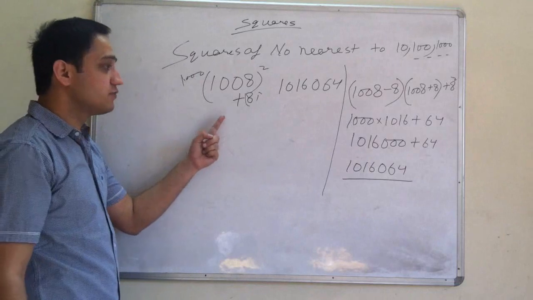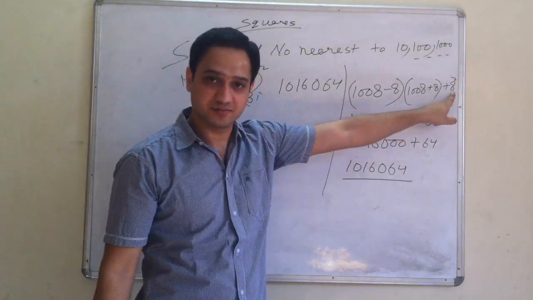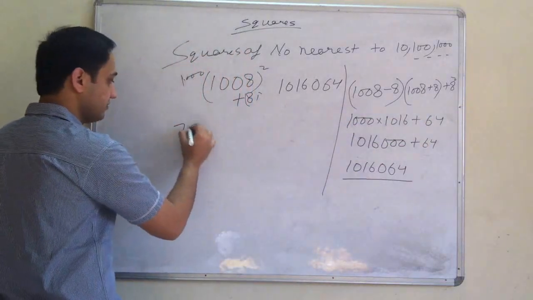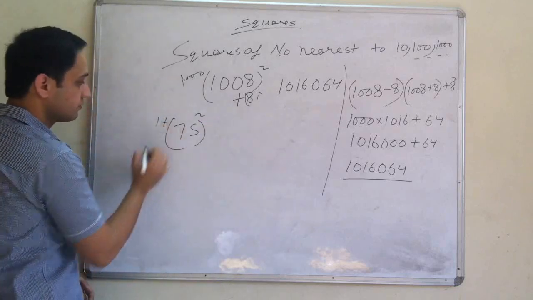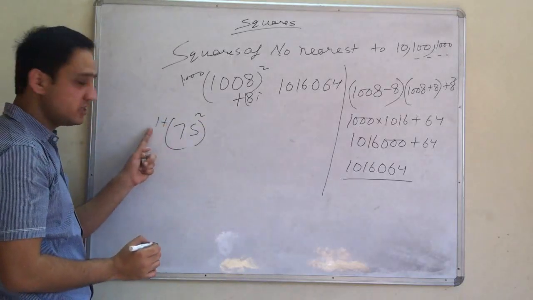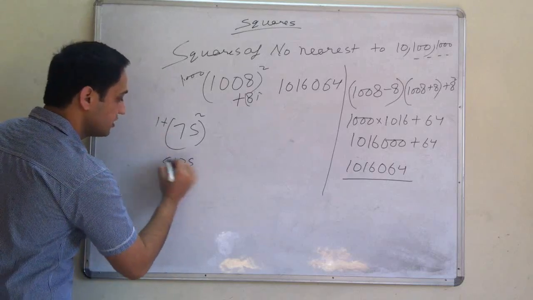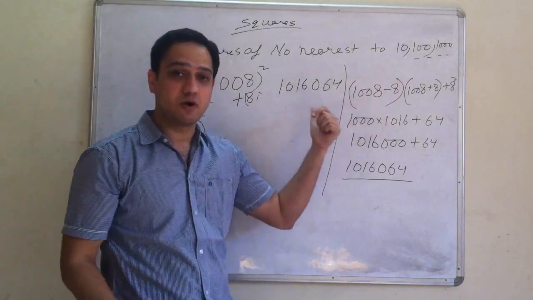You can apply this formula as long as you remember the squares. Let's suppose we have to do a square of 75. One way is you can quickly add plus 1. 7 plus 1 is 8. 8 sevens are 56, 25. This is your answer. You can also apply this formula. This is also a universal formula.